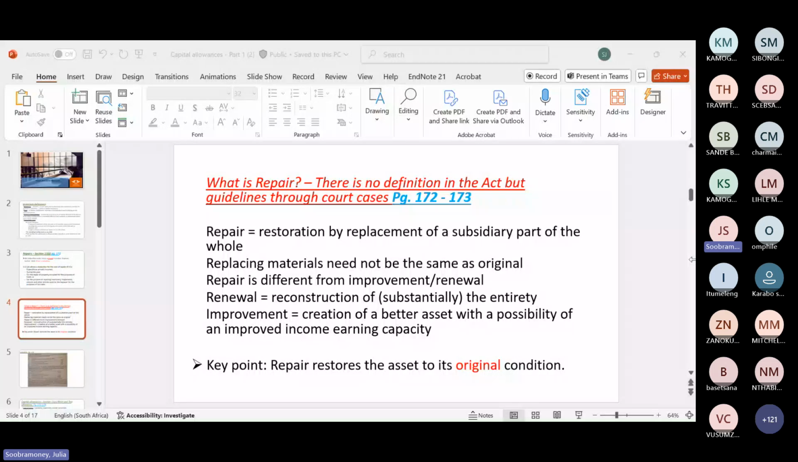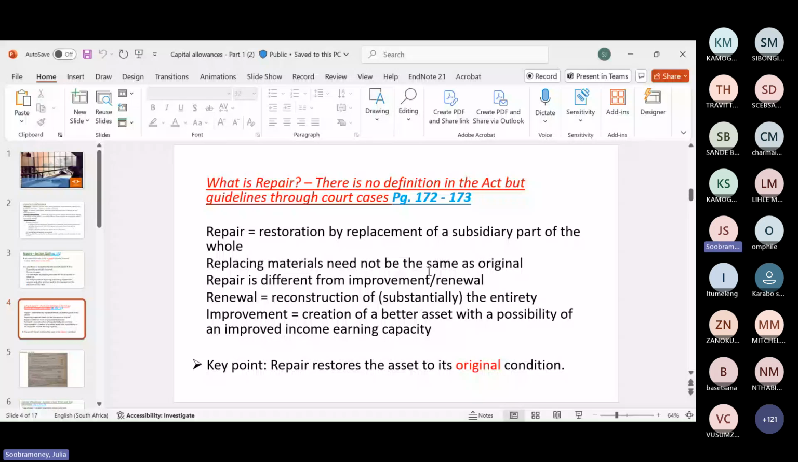All right. So just to sum up this section, it's pretty easy. A repair is a special deduction, so we're allowed to get the deduction. If it is an improvement, the improvements will be capitalized to the cost price of the asset. Okay, remember a repair, we're just repairing, we want the asset to work in its original condition. That is the whole purpose of a repair.